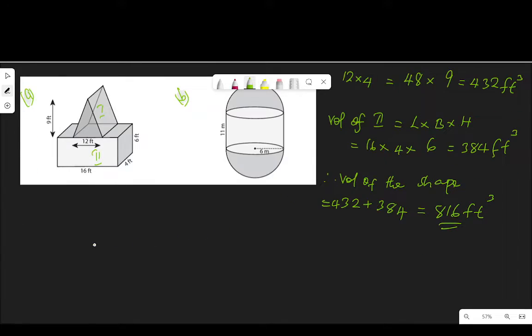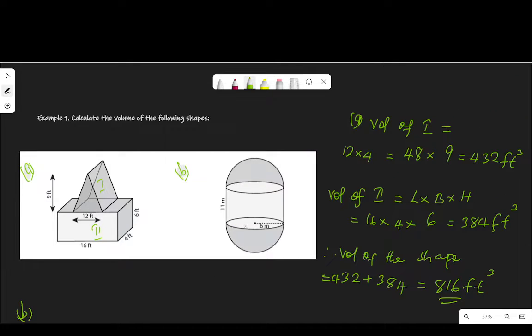Let's move on to question B. For question B, I have a hemisphere right at the bottom. A hemisphere is half of a sphere. I also have exactly the same hemisphere on top. Then in the middle is a cylinder.